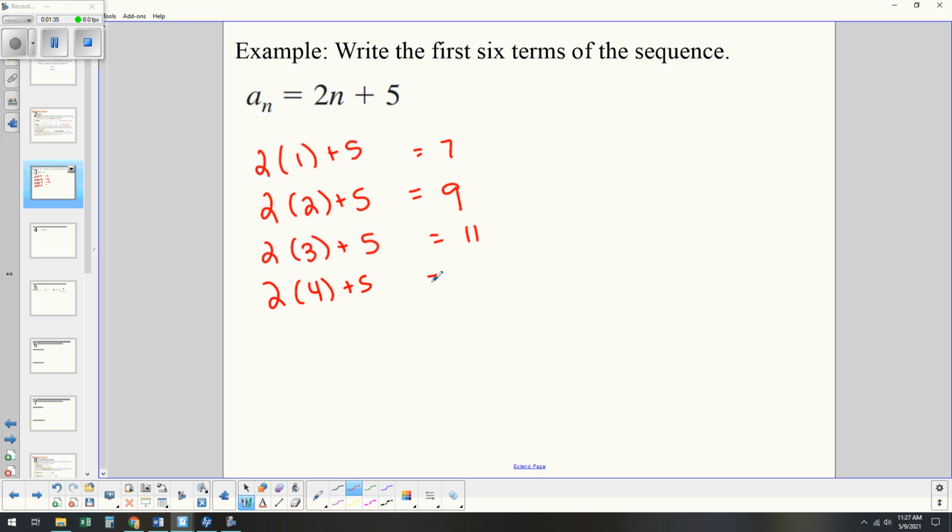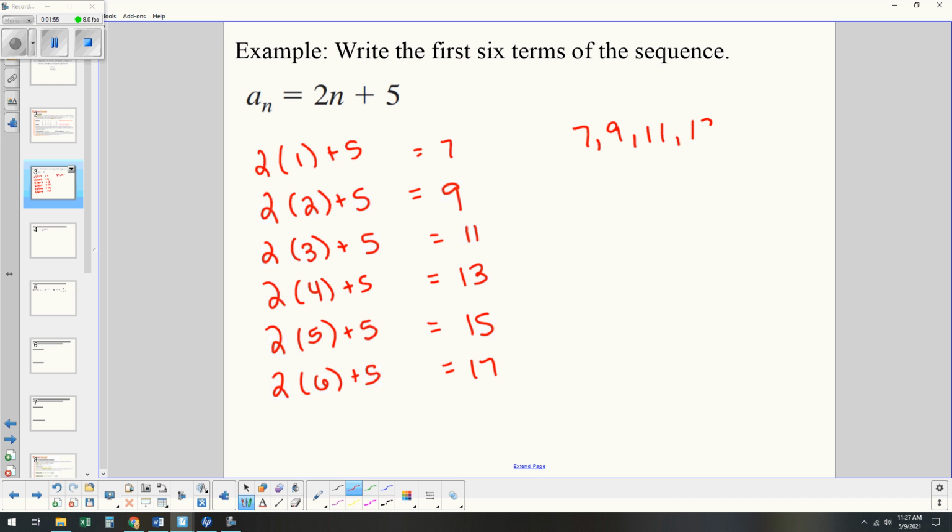8 plus 5 is 13. You may already notice the pattern that's happening. 10 plus 5 is 15. And 12 plus 5 is 17. Notice we went up by 2 each time, and that was the number in front of the n. So the first 6 terms would be 7, 9, 11, 13, 15, 17.